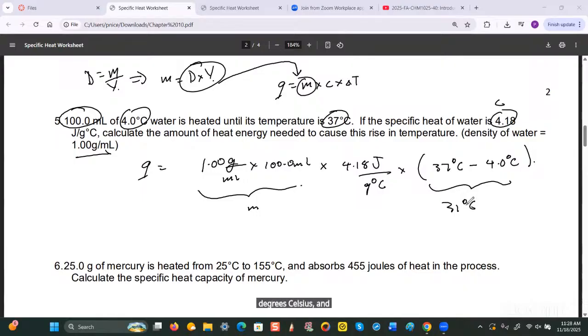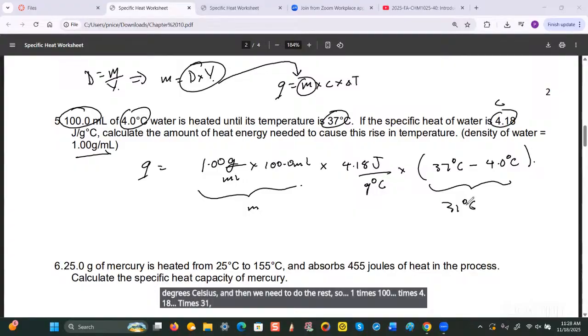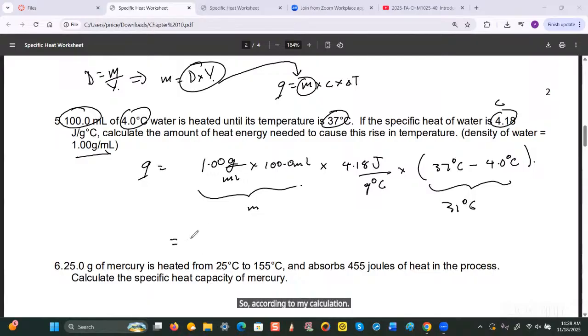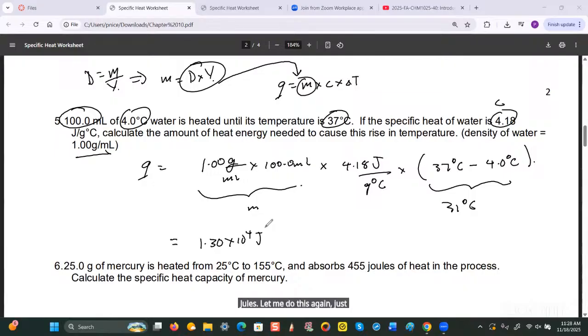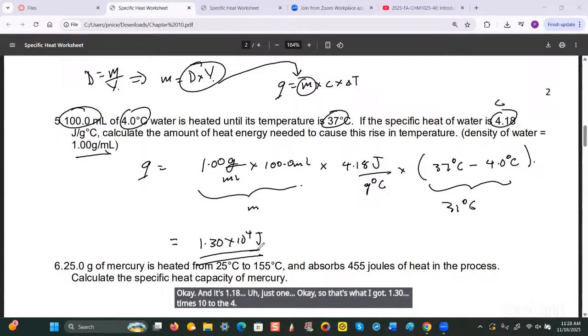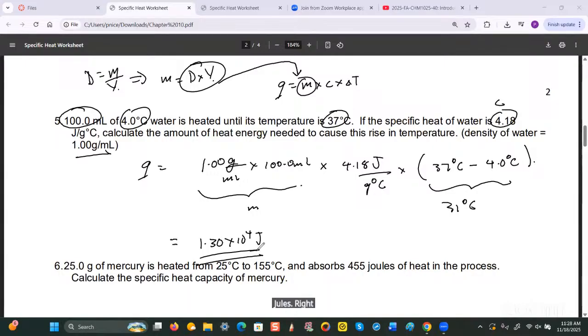And then we need to do the rest. So 1 times 100 times 4.18 times 31. And I need to round this answer off to 3 sig figs. So according to my calculation, Q works out to be equal to 1.30 times 10 to the 4 joules. Let me do this again, just making sure that I did everything correct. 100 times 4.18 times 31. Okay, so that's what I got. 1.30 times 10 to the 4 joules. Right?